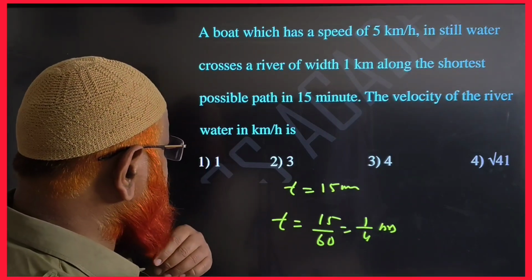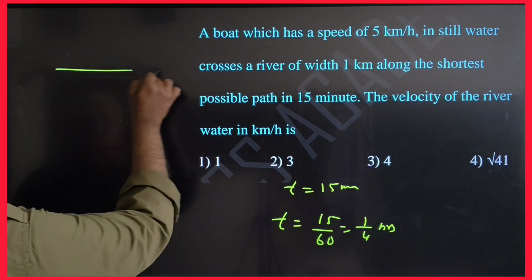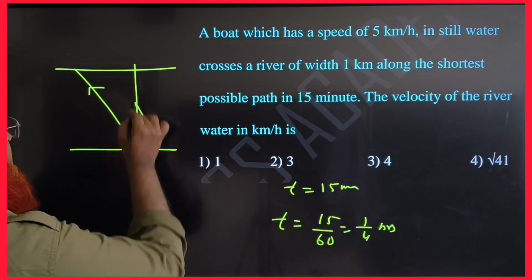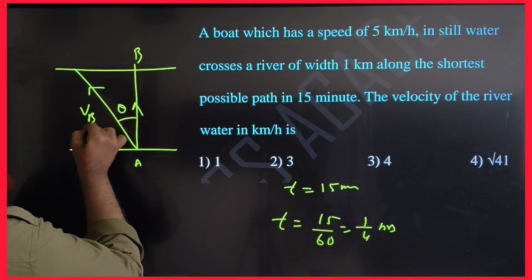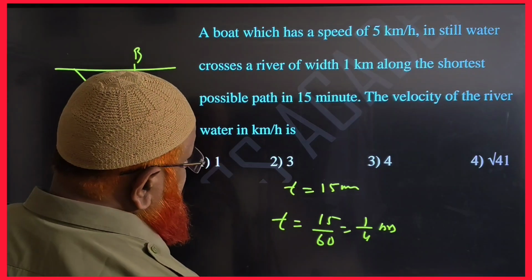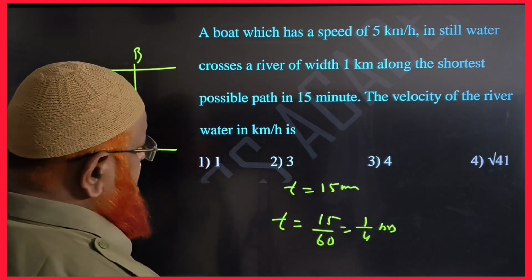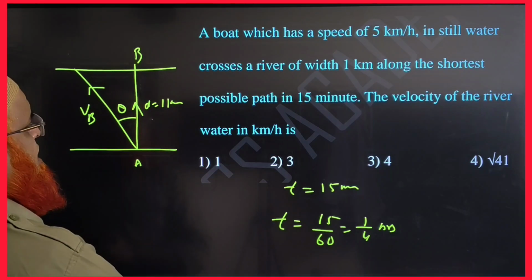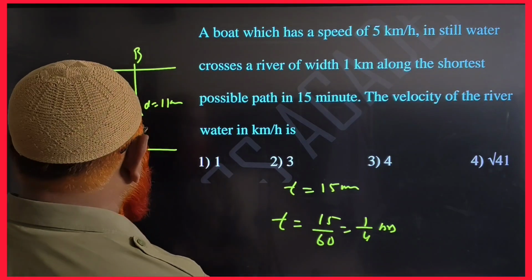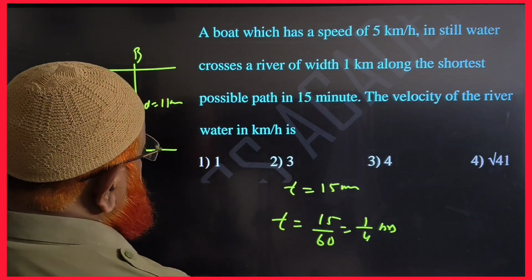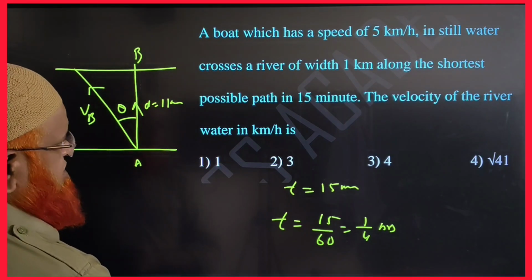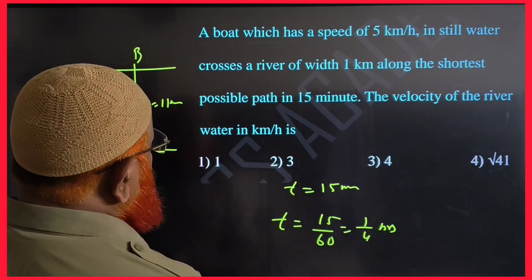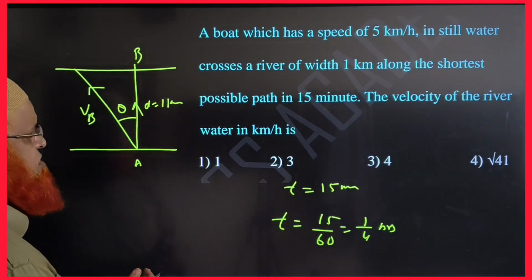The velocity of the river water is how much? आप देख लो यहाँ पर, this is a river. Shortest possible path मतलब ये A से B को reach होना है, इसका मतलब boat has to go in this direction. The velocity of the river पूछ रहा ना, width of the river भी दे दिया, D is equal to 1 kilometer बोल के दिया. Velocity of the river पूछ रहा. Okay, अब यहाँ पर देख लो, he is asking us to find out the velocity of a river. How can you find out the velocity of a river? Time मालूम करना है. Time if you find out, it's over.